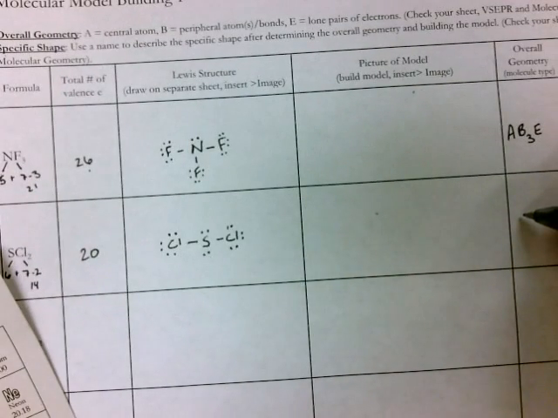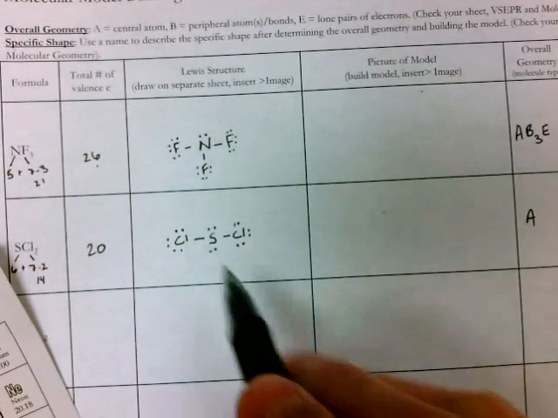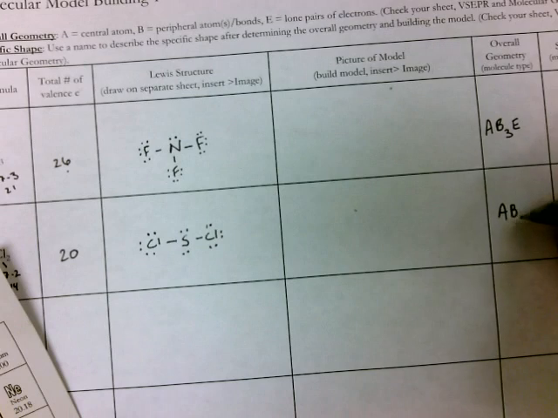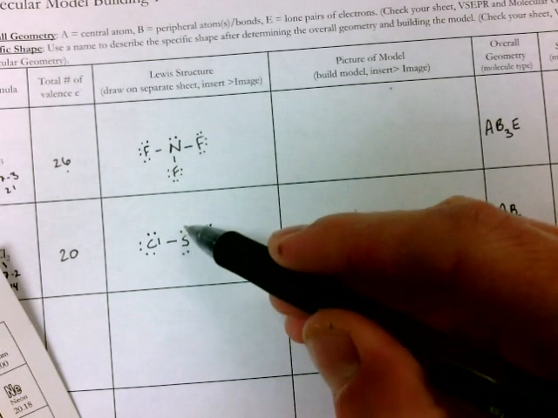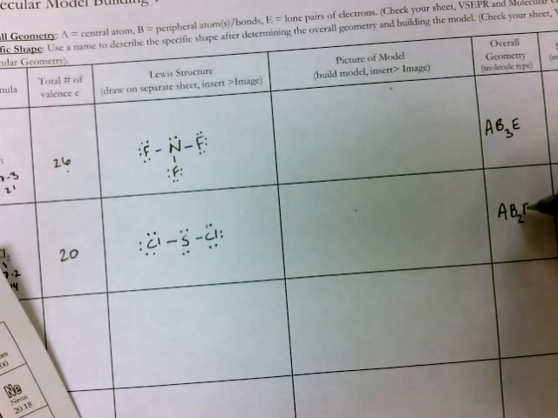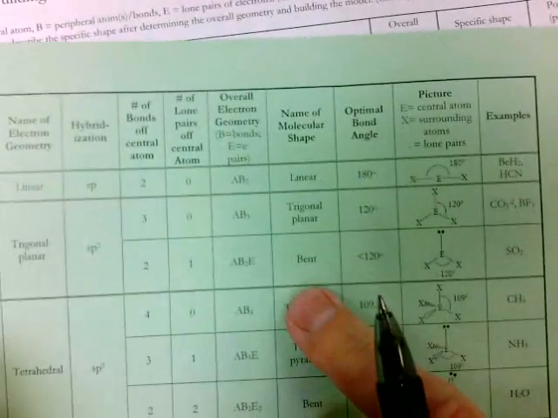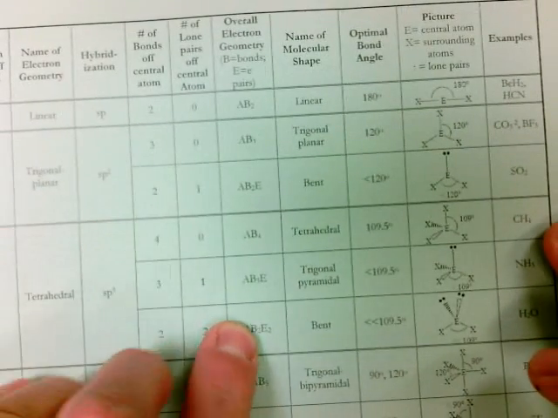For the overall geometry, we have A for atom. There's 1 bond, 2 bonds. So A, B sub 2. 1 pair, 2 pairs. 2 pairs of electrons. A, B2, E2. We can look that up on our green sheet. A, B2, E2 is called bent.